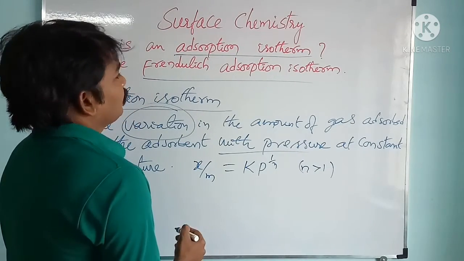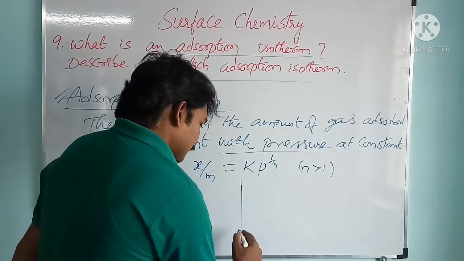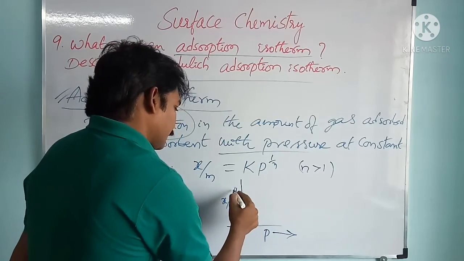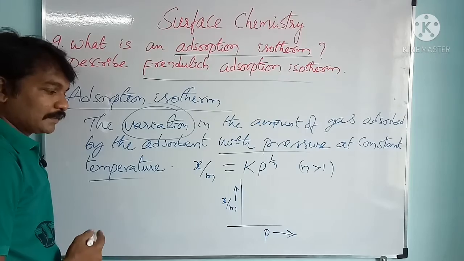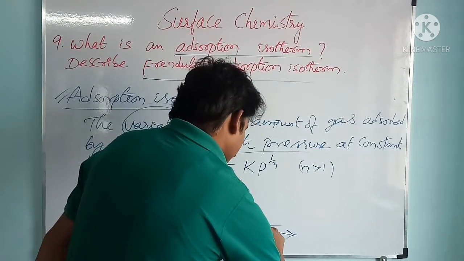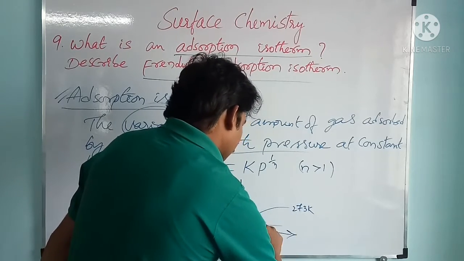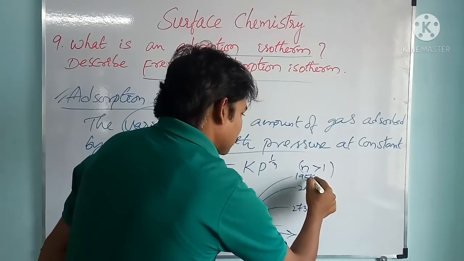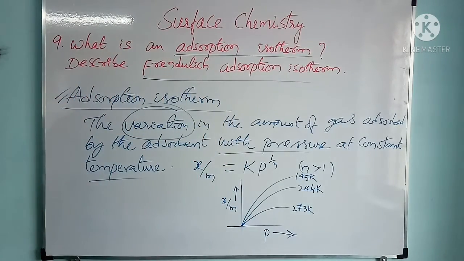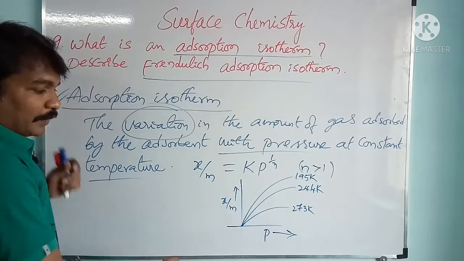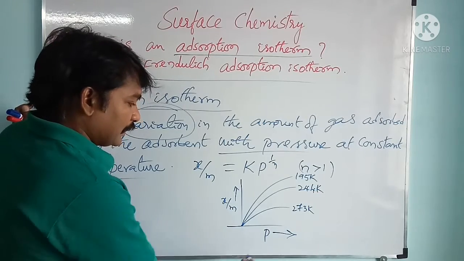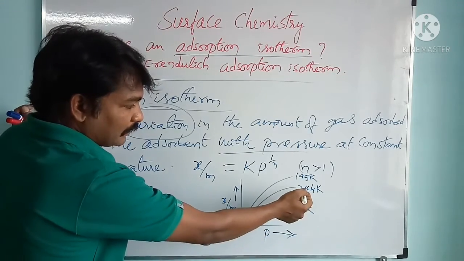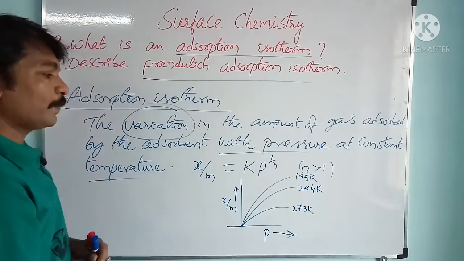See here, if you consider Freundlich adsorption isotherm, it is like this. Pressure, amount of gas adsorbed by adsorbent per gram. Okay, see here, at 273 Kelvin, at 244 Kelvin, at 195 Kelvin, observe the variation in the amount of gas adsorbed per gram of the adsorbent at different pressures and at constant temperature. If you consider constant temperature 273, it will be like this, and at 244 Kelvin and 195 Kelvin. Okay, please note down this one.